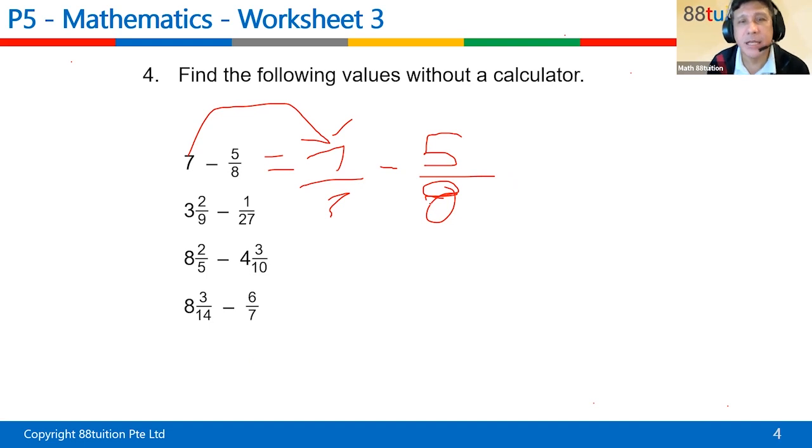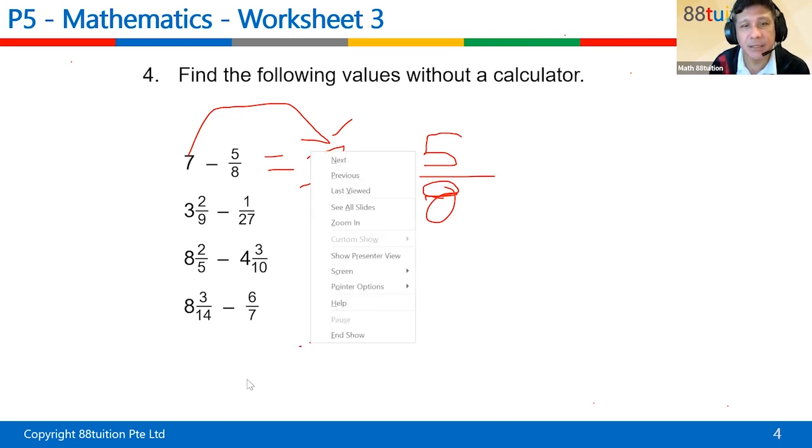Okay, don't guess. I'll help you with the first part. When you change a whole number into a fraction, you must first know what sort of fraction you want to change to, right? In your first question, because it is 5/8, that means your fraction must have a denominator of 8.